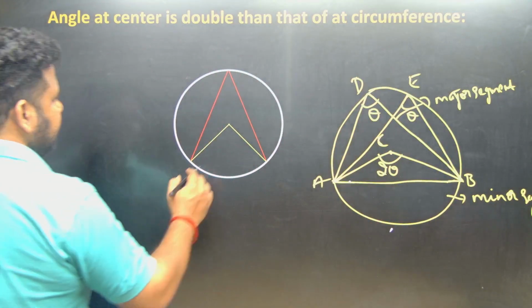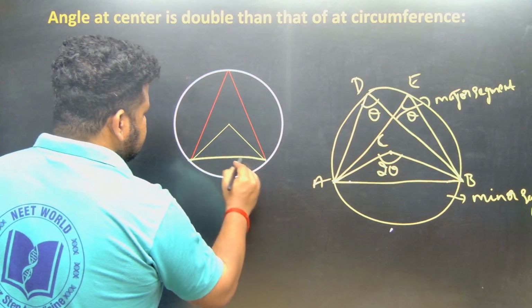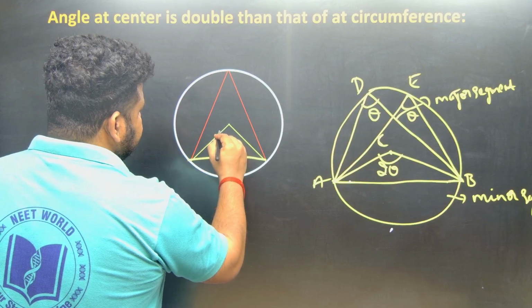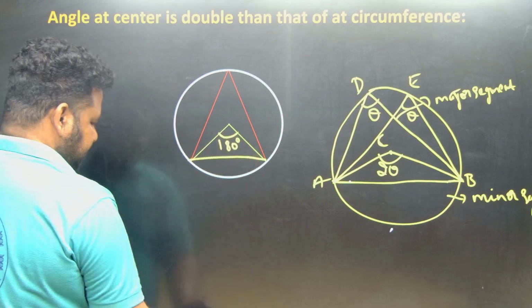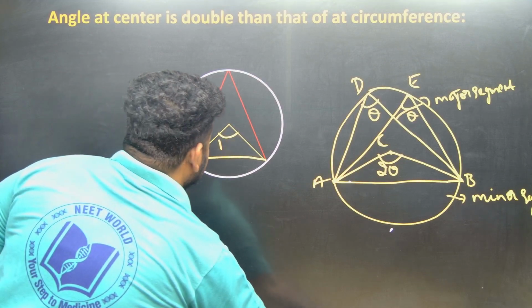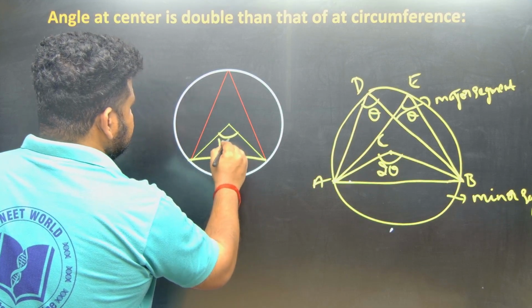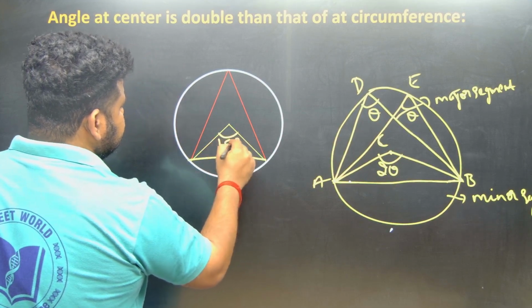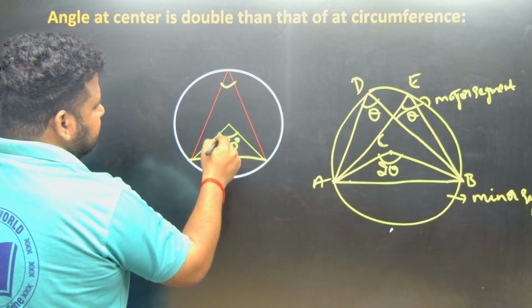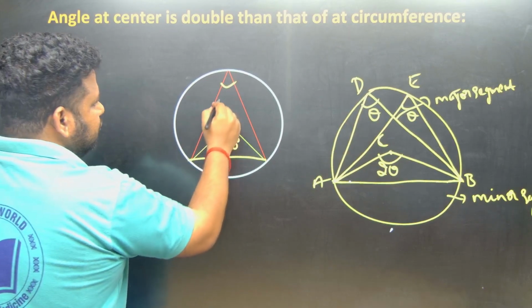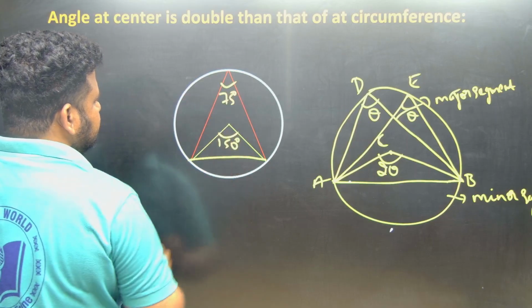So if I take an example here, if I draw a chord here, so see here, let this angle be 180 degree, or let us take some other angle. Let this angle be 150 degree. So 2 theta is 150 degree. Theta will be what? 150 by 2, that is nothing but 75 degree.